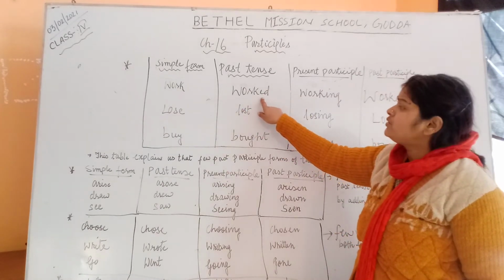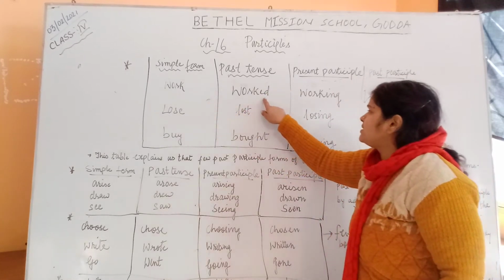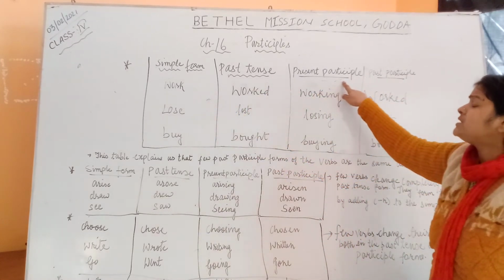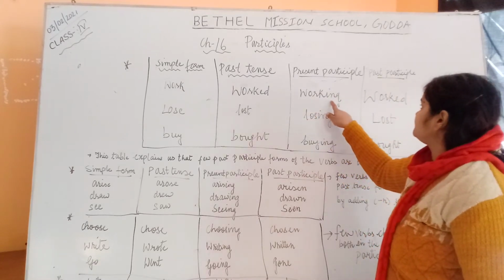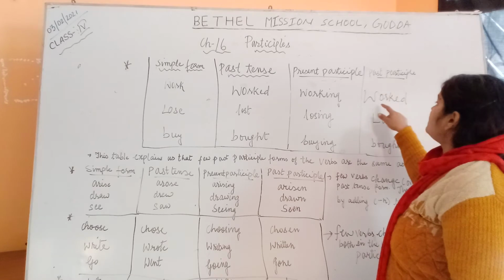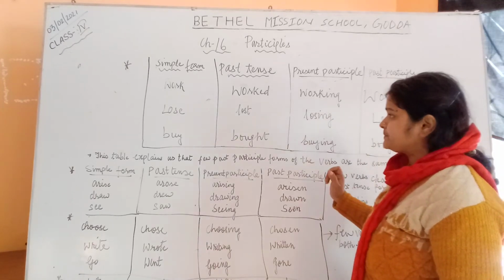Ed is being added to the main verb in the past tense. Work, worked. Ed is being used. In the present participle, ing is added to the main verb, that is, work, working. And in the past participle, worked. Again, ed is being added to the main verb.